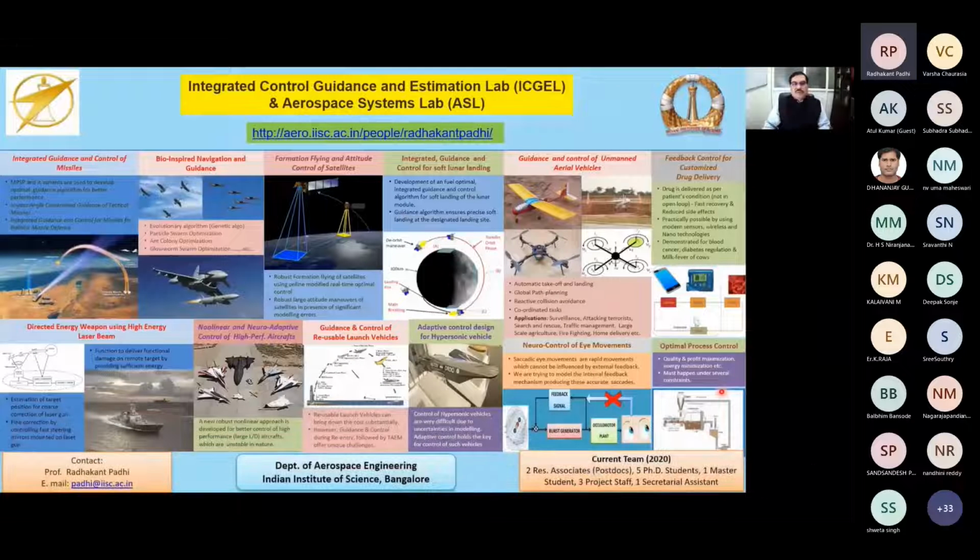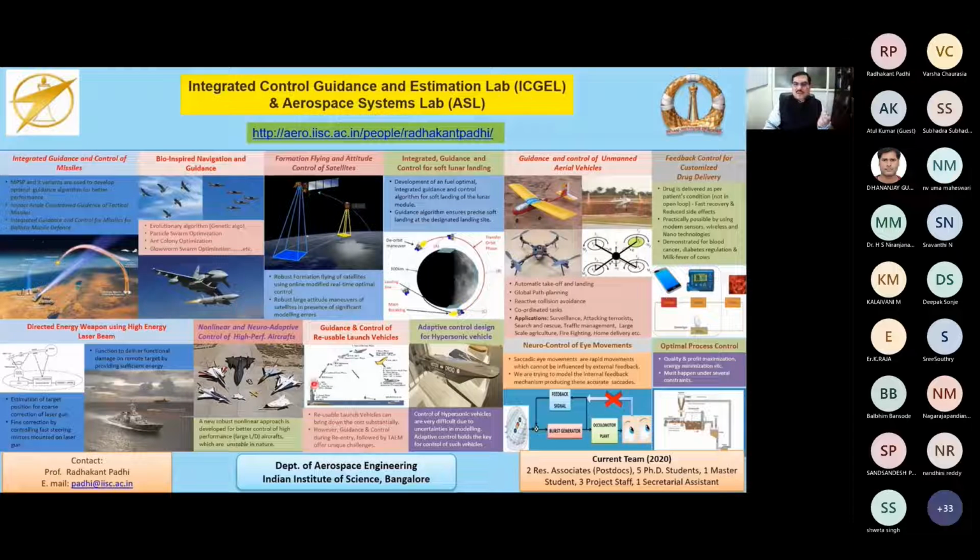If you happen to come to my lab, you'll see work on various things. We are interested in several aerospace applications, of course. So we do research on missile guidance. We also have bio-inspired navigation and guidance. And missile guidance means all sorts of things: surface to surface, surface to air, air to air. And then we have space applications like formation flying of satellites, where one book is getting published pretty soon. And then we have soft lunar landing. We have interest in that as well.